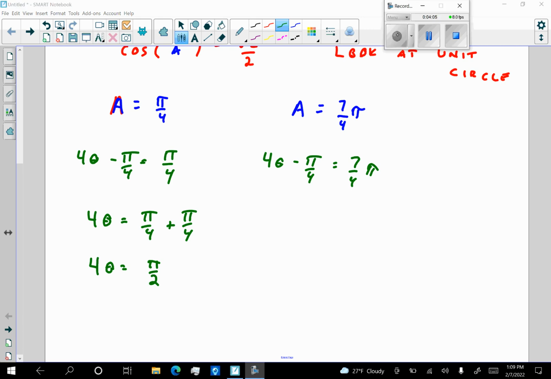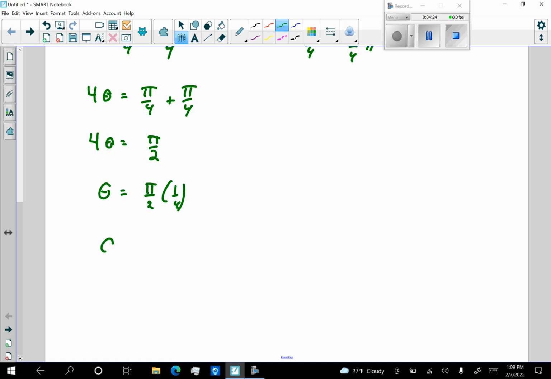So what do you think, Albert? What's the next step here? Yes, the next step is going to be to divide by 4 or multiply by 1/4. And if I multiply both sides by 1/4, this guy is going to become the single theta. And then this is going to be pi over 2 times 1/4. And that solution then is going to be theta is pi over 8. Okay, pretty simple equation once you do the substitution.